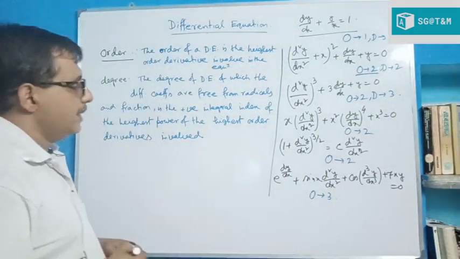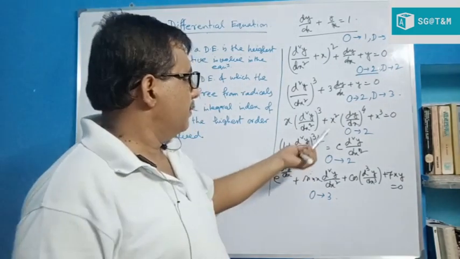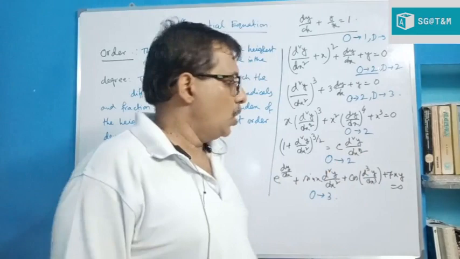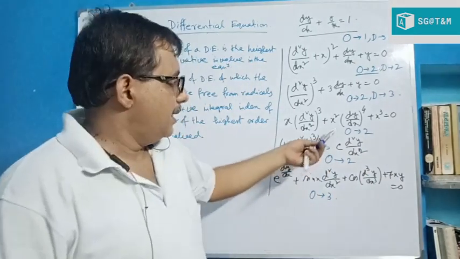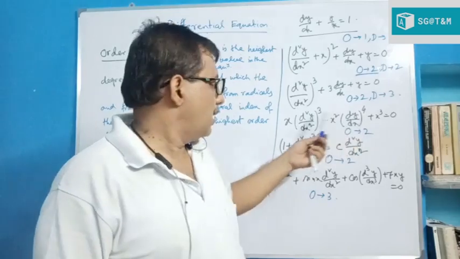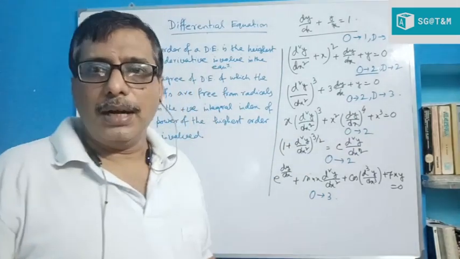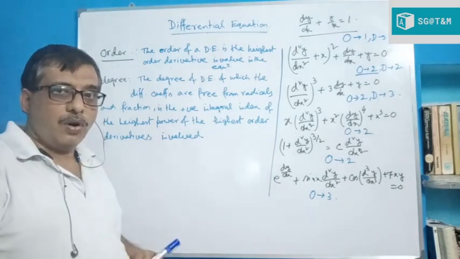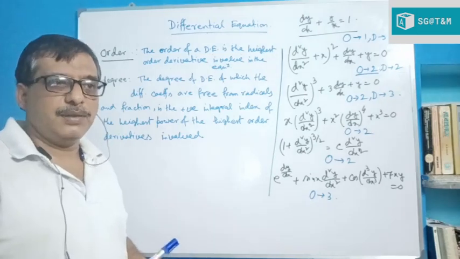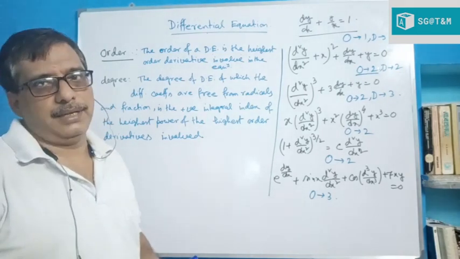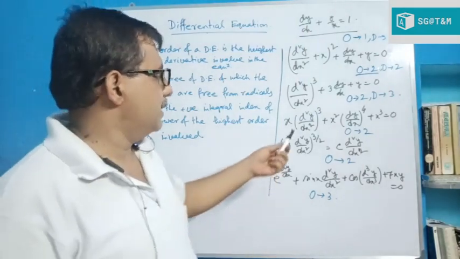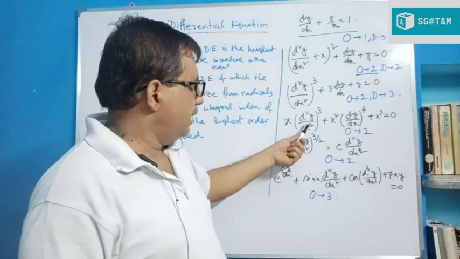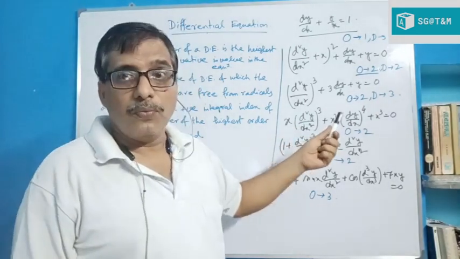Next question: x (d²y/dx²) whole squared plus x² (dy/dx) whole to the power 4 plus x³ is equal to 0. Here we see dy/dx to the power 4 and d²y/dx² to the power 3, but from our definition, the degree is the positive integral power of the highest order derivative. The highest order derivative is this one, so its integral power is 3. So the degree of this differential equation is 3, not 4.